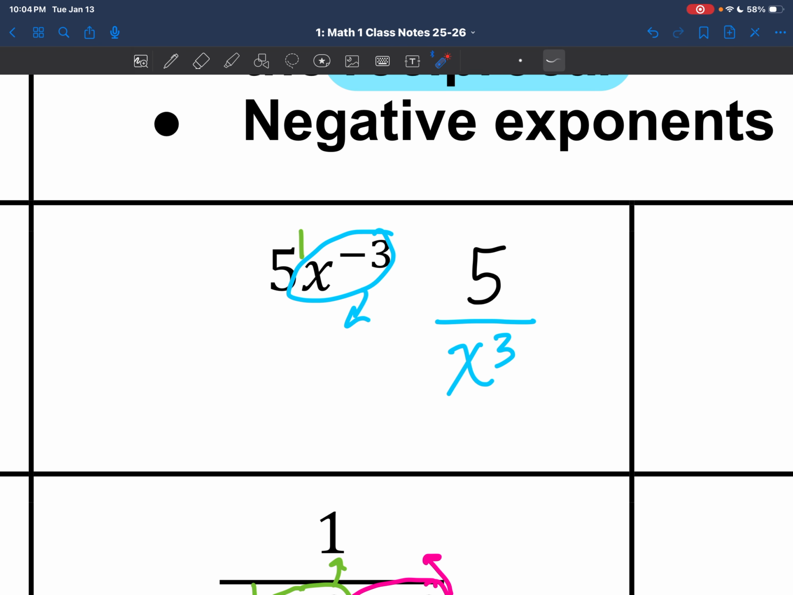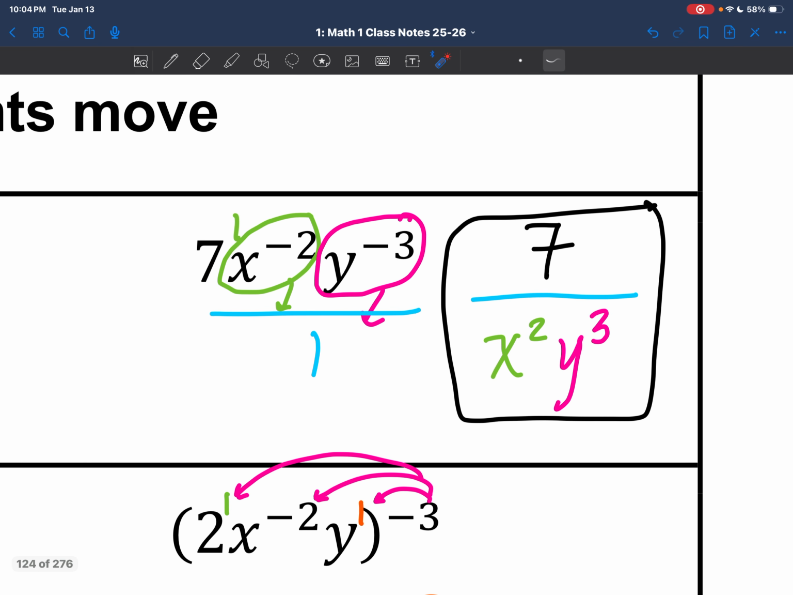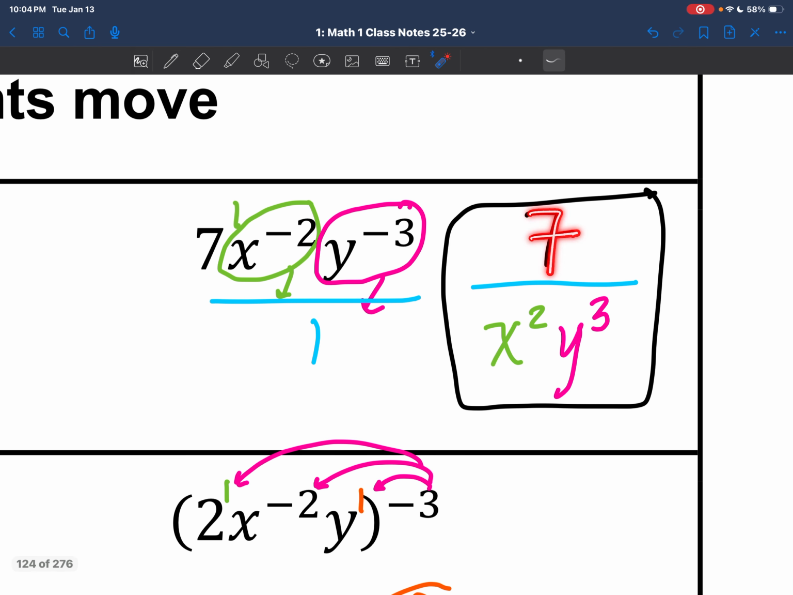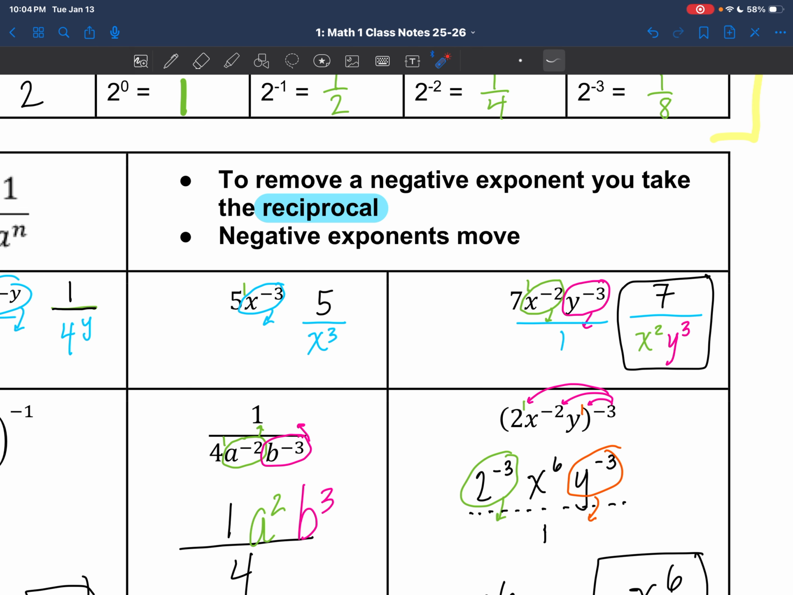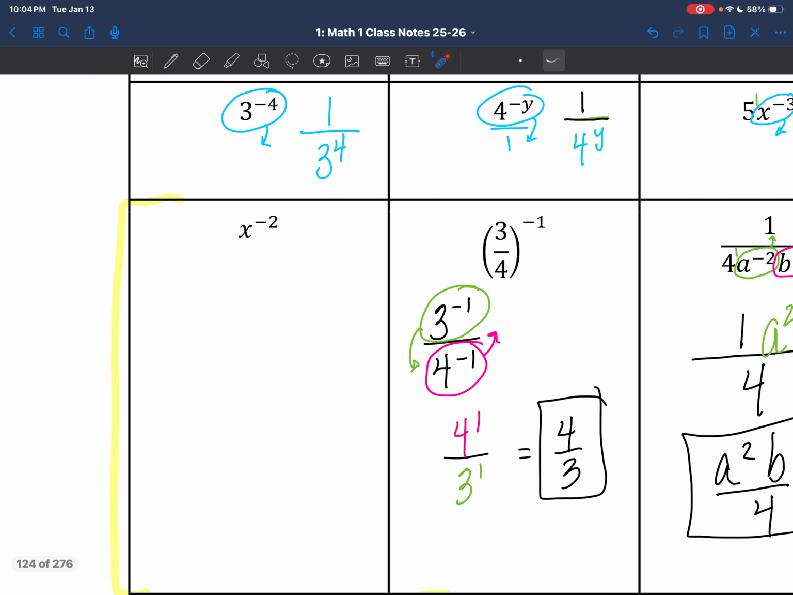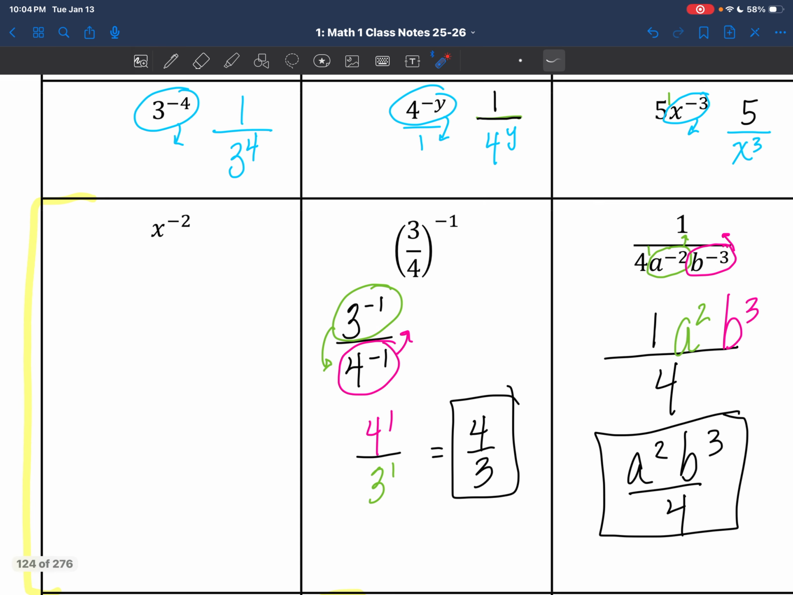to the denominator. Now you can have more than one negative exponent. Again, the exponent for 7 is positive, so we're keeping that in the numerator. X squared is negative, so we're moving it to the denominator to make it positive x squared. And then y to the negative third, we're moving it to the denominator, and we're changing the sign of the exponent only. All right, I want you to go ahead and try that one.